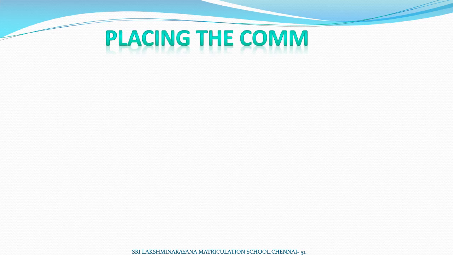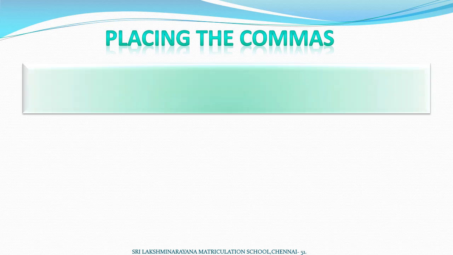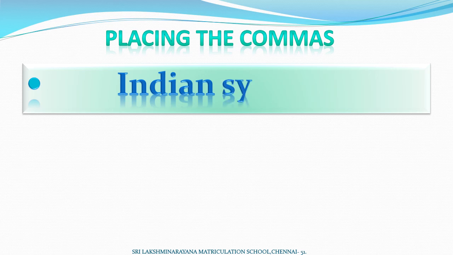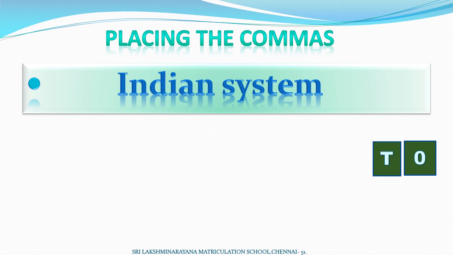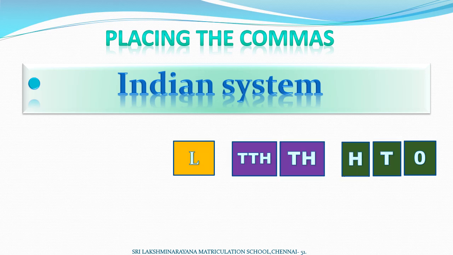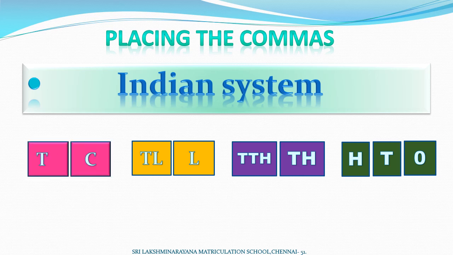In this slide, we are going to see about placing the commas under Indian system. So for that we will note down all the places of Indian system. Children, do you know the places of Indian system? Yes, the places are ones, tens, hundreds, 1000, 10,000, lakh, 10 lakh, crore, 10 crore.